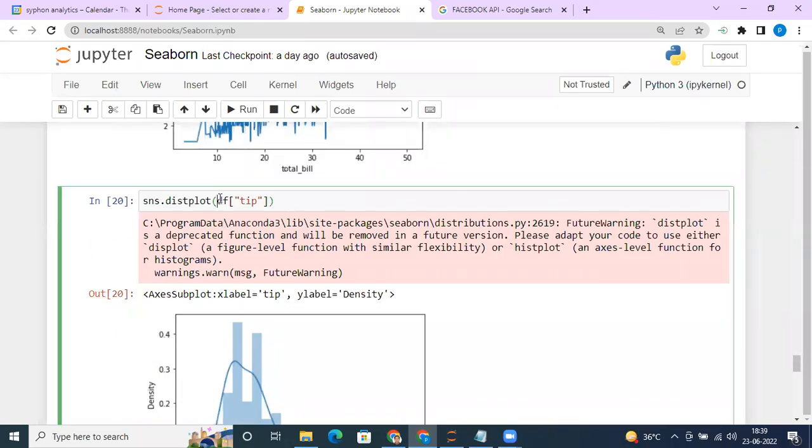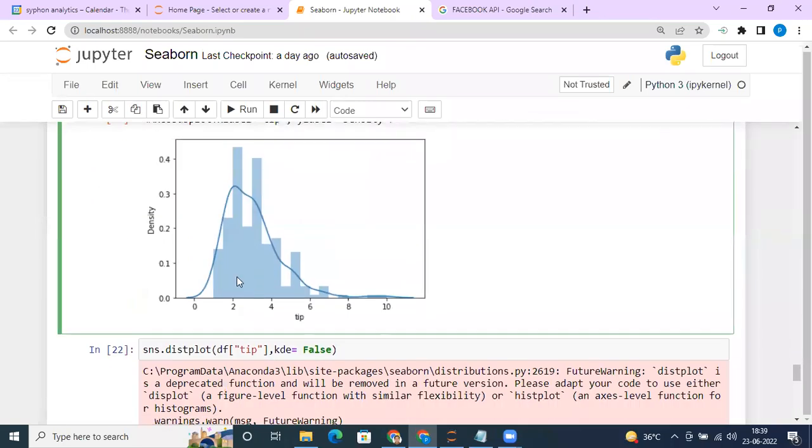So for this numeric column, that is tip, we saw the corresponding histogram, but in it one more graph was coming, known as the KDE plot, that is your kernel density estimation graph, which is nothing but giving you a probability distribution. The value of probability lies between 0 and 1. That's why the scale was lying between 0 and 1 only.